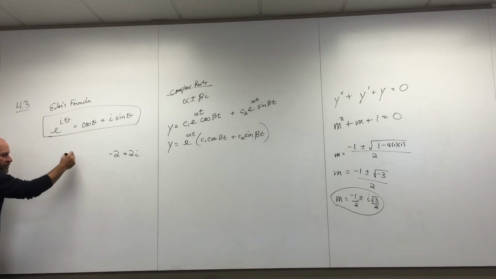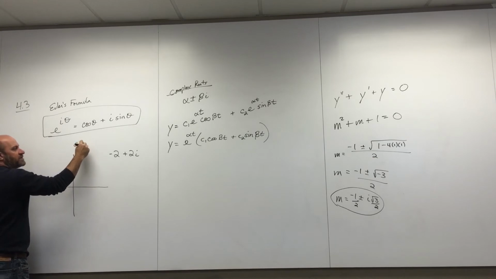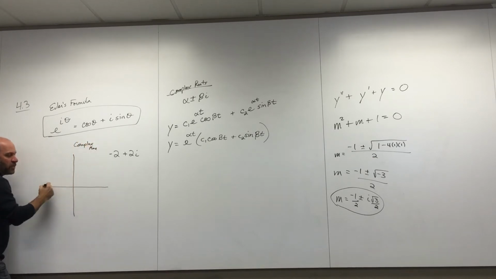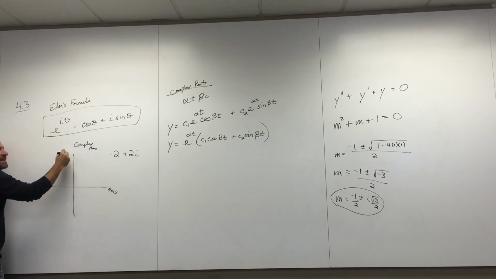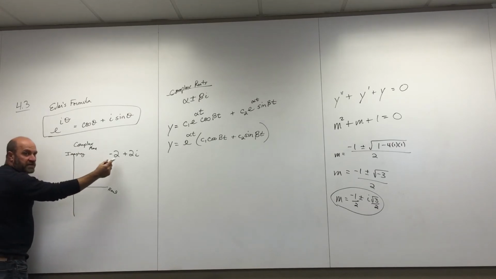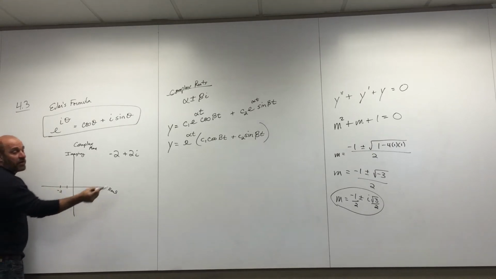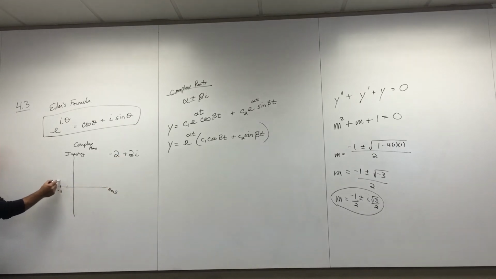I don't know if you've ever done this, but you can graph a complex number in what we call the complex plane. This is the complex plane. The complex plane has a real axis and an imaginary axis. The real part of this number is -2, so you come over here -2 on the real axis. The imaginary part of this number is the +2, so you go up 2 on the imaginary axis. And that point is a picture of this number in the complex plane. Did you ever do that?